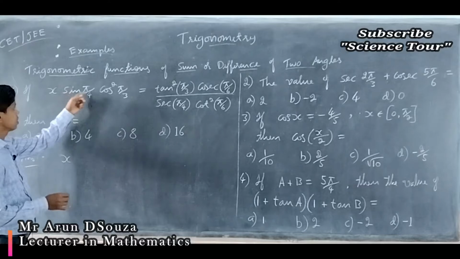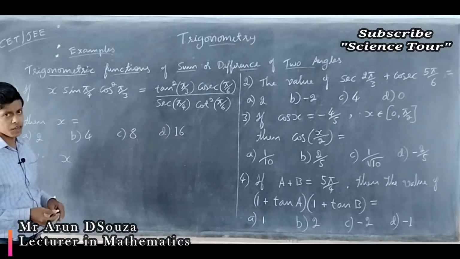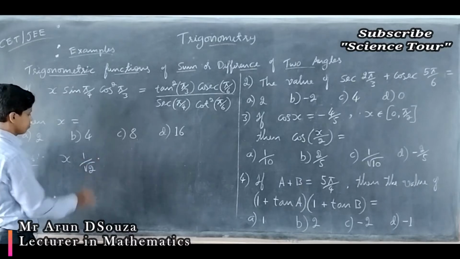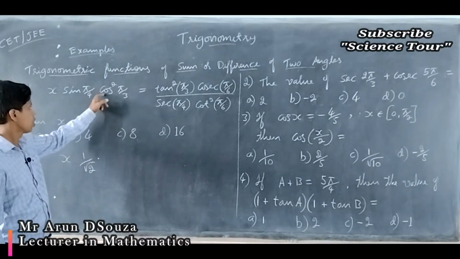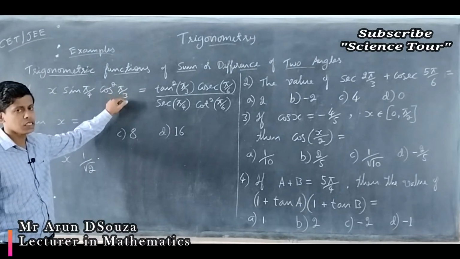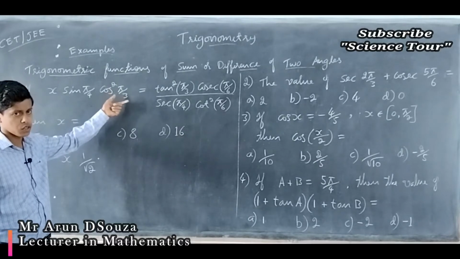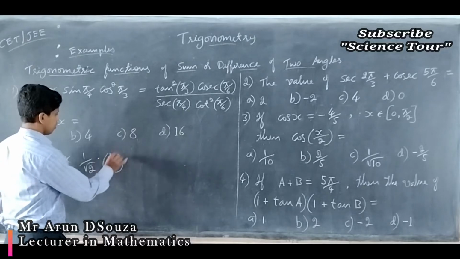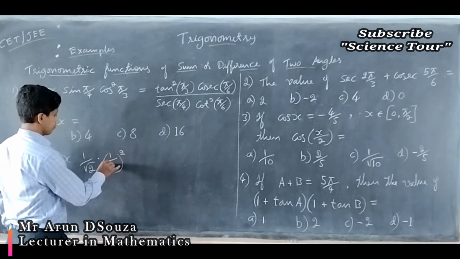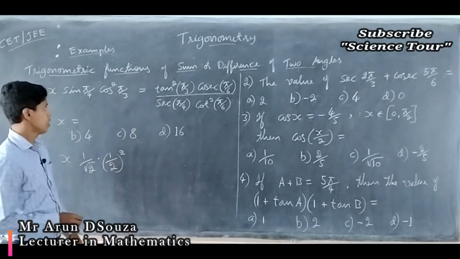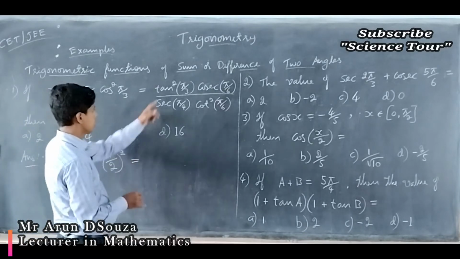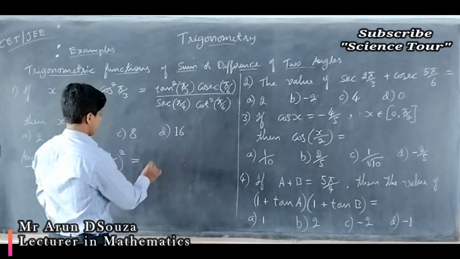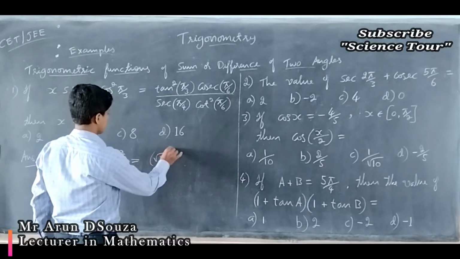So first, sine pi by 4, sine 45. Sine 45 is 1 by root 2, correct? And then cos pi by 3, that is cos 60. So cos 60 is 1 by 2, and then you have the square of it. Well, that's equal to tan 60. So what is tan 60? Root 3, and square. So this is root 3 whole square.